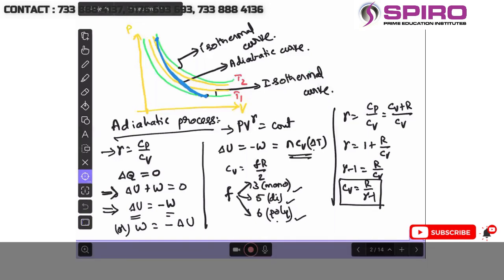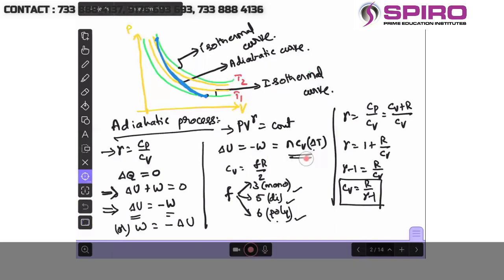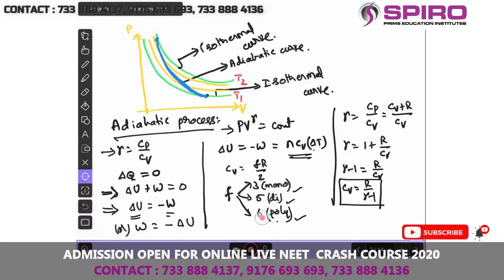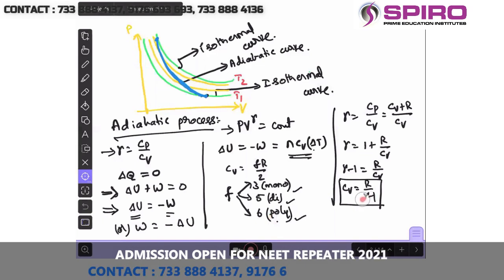If work done is positive, delta U will be negative. If work done is negative, delta U will be positive, and its process equation is PV power gamma will be constant, and delta U equal to negative W equal to nCv delta T. Cv can be written as fR by 2, and the f value will be different for different processes, and in terms of the gamma value, Cv is given as R by gamma minus 1. This formula is also very important in the execution of so many problems.